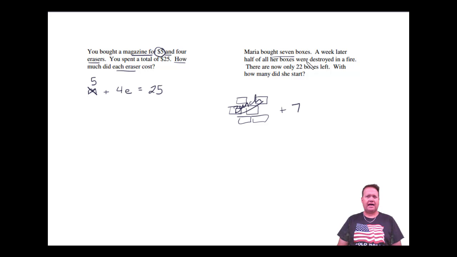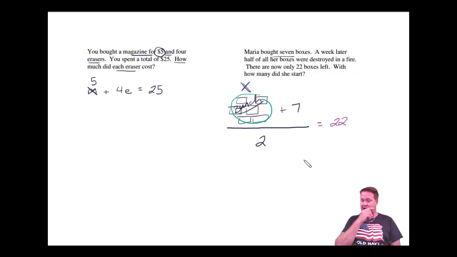A week later, half of them were destroyed. Half means divide by 2. So if I take the boxes she had plus 7 and I divide it by 2, and I'll tell you right here that when you don't know how many she started with, let's just call it X, because I don't know how many she started with, but I got to start somewhere. So that's what I started with. I started with X. I bought 7. Half of them were destroyed. And that left me with how many? If I had a bunch, bought 7, lost half of them, I have 22 boxes left.